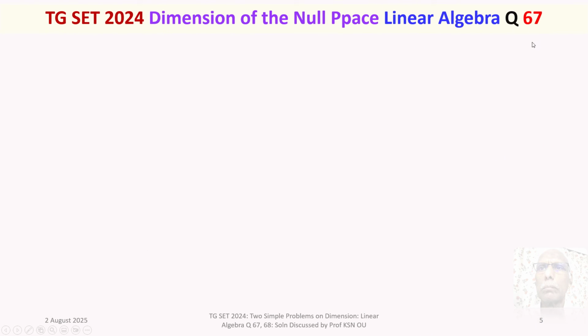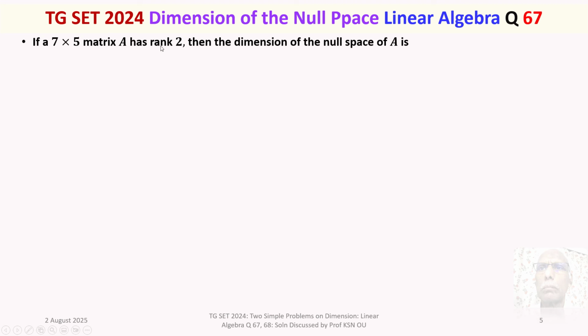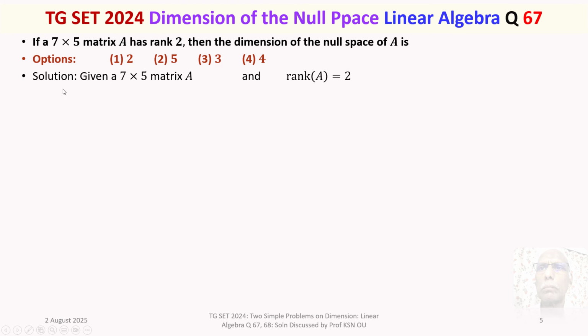Right. We take up the first question, question number 67. It is on the dimension of the null space. If a 7 by 5 matrix, capital A, has rank 2, then the dimension of the null space of A is, we are given four options. Right. Let's now discuss the solution of the problem in detail.